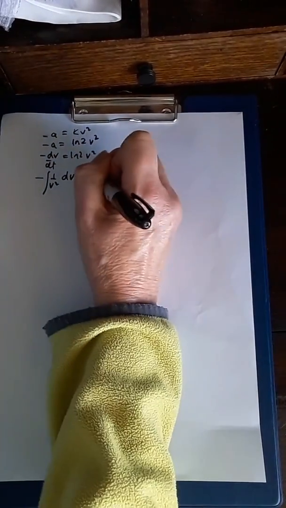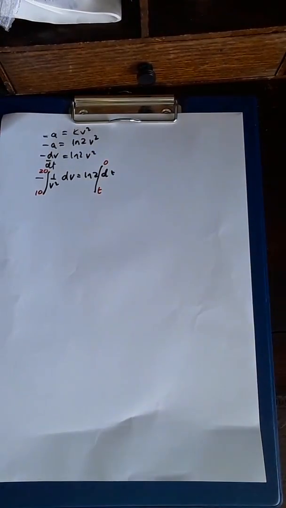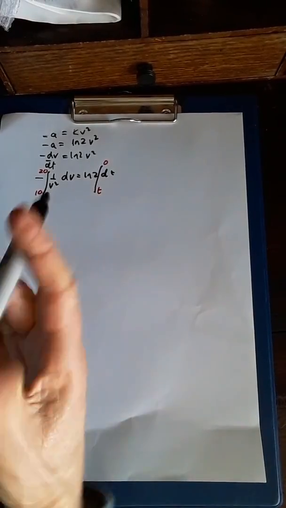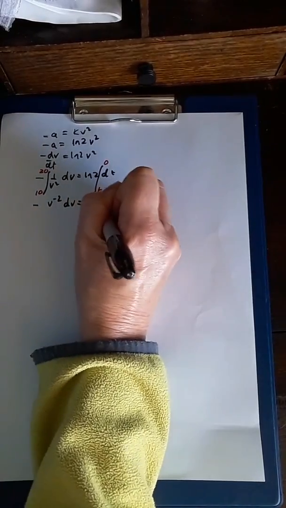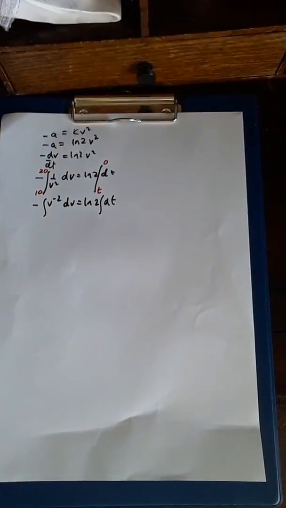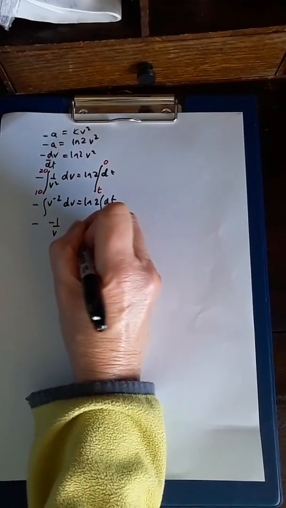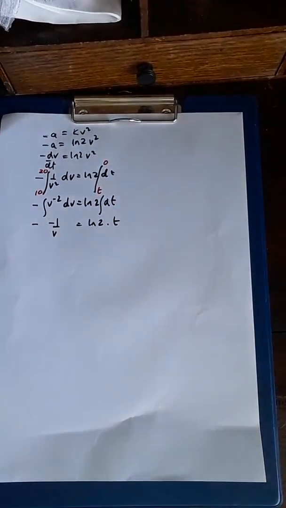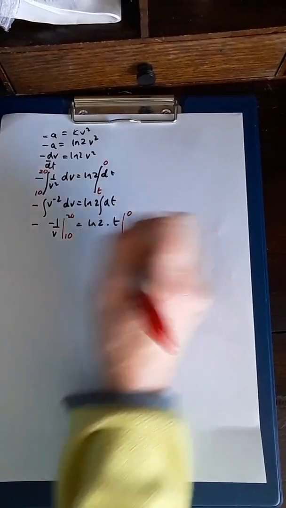Okay, I'm going to integrate now both sides. The ln of 2 is a constant. I'm going to integrate the v's using limits of 20 to 10, and of course my t is going from time 0 to time t. I'll just change this to minus v to the minus 2 dv is equal to the ln of 2 dt. Okay, so they're my integrals. So this will become minus 1 over v equals the ln of 2 by t, and of course those limits are 20 to 10 and from 0 to t.